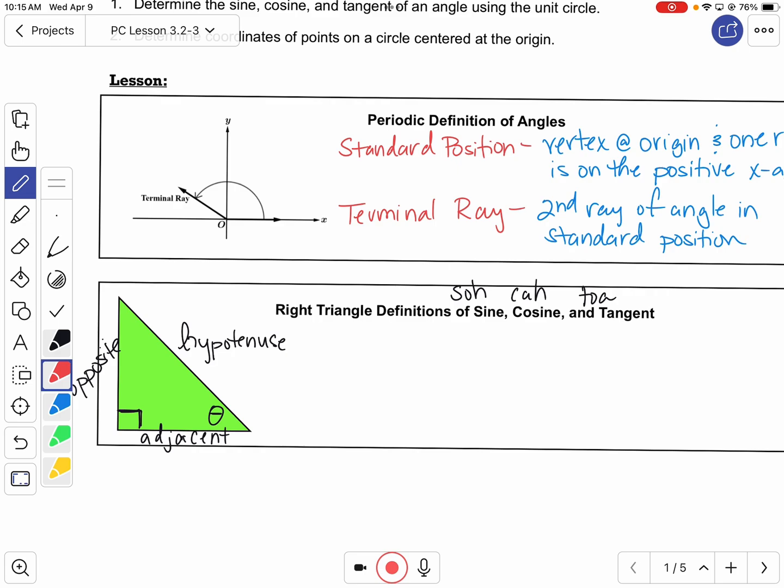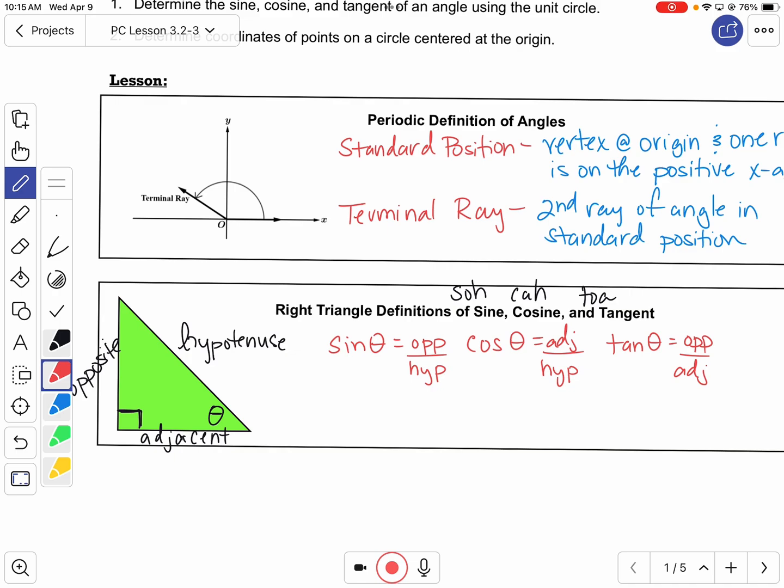So, if we list our definitions, sine of theta is opposite over hypotenuse. Cosine of theta is adjacent over hypotenuse. And tangent is opposite over adjacent, right? Now, that's all you learned in geometry.